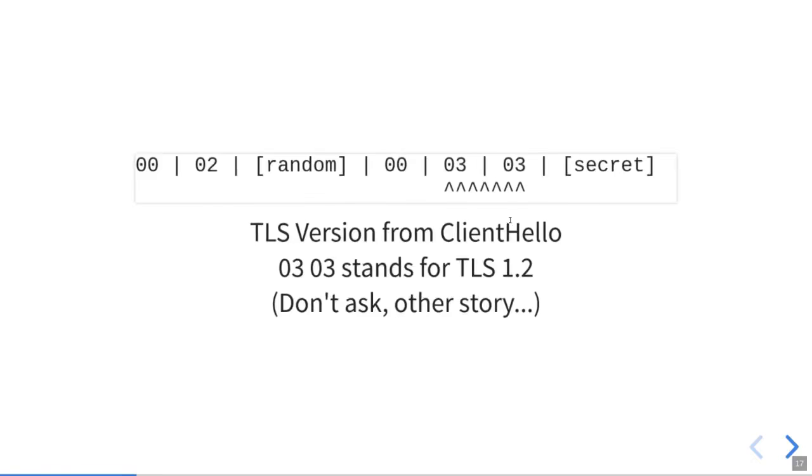We have a version number here. It says 3.3, which obviously stands for TLS 1.2. If you don't find this obvious, I could give a whole talk about TLS version numbers. It's a horrible story, but that's how it is. In TLS 1.3, it's also 3.3. As I said, it's a horrible story.